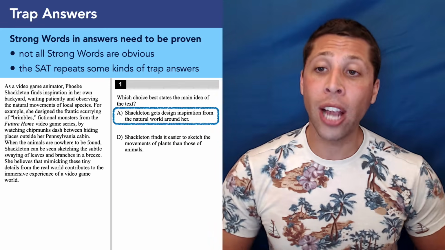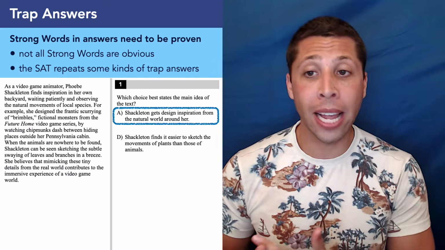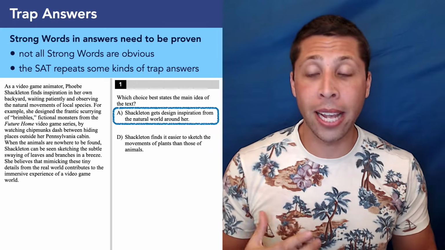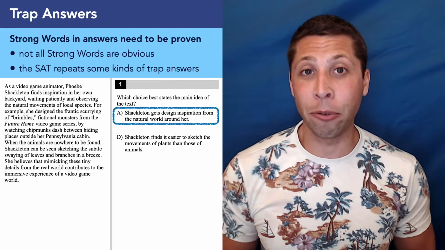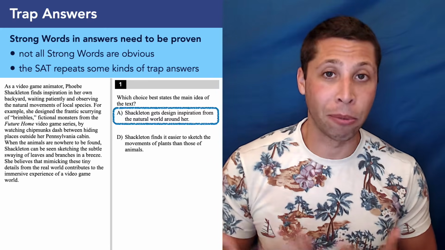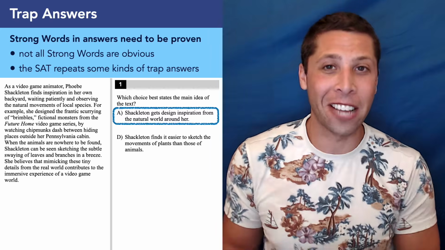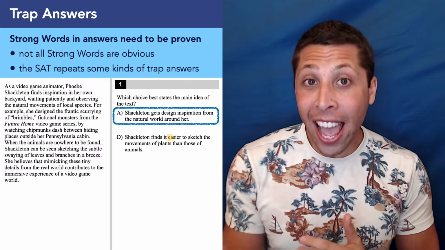Choice D: Shackleton finds it easier to sketch the movements of plants than those of animals. Well, again, that makes some sense. They talk about the chipmunks, they talk about plants, and it probably does make sense that it would be easier to sketch a plant than an animal, right? Plants don't run away in the wild, so you're probably going to have an easier time of it. But does it actually say that it's easier?